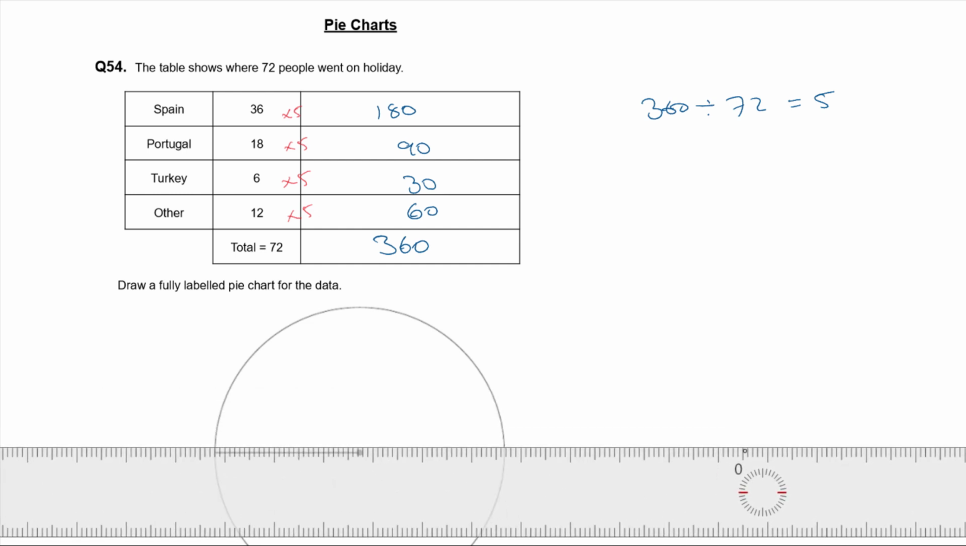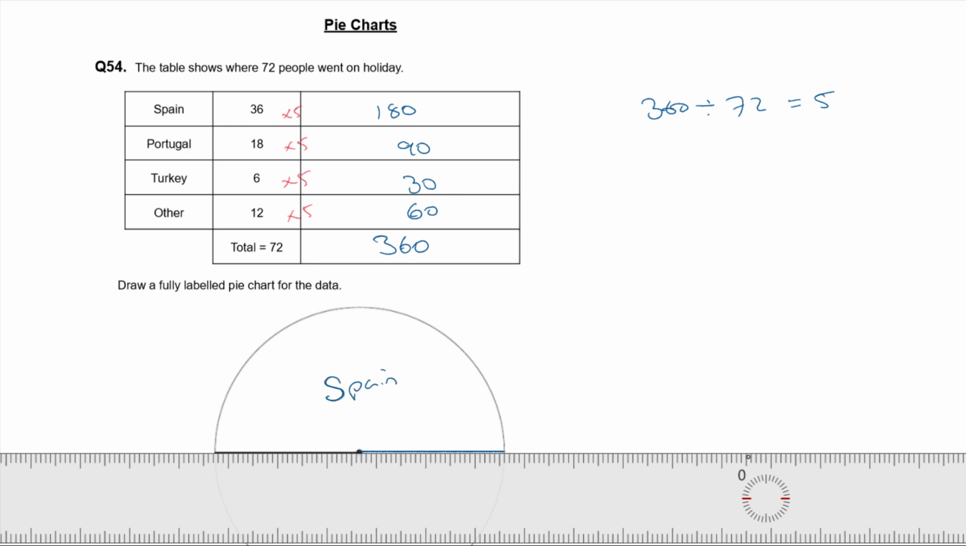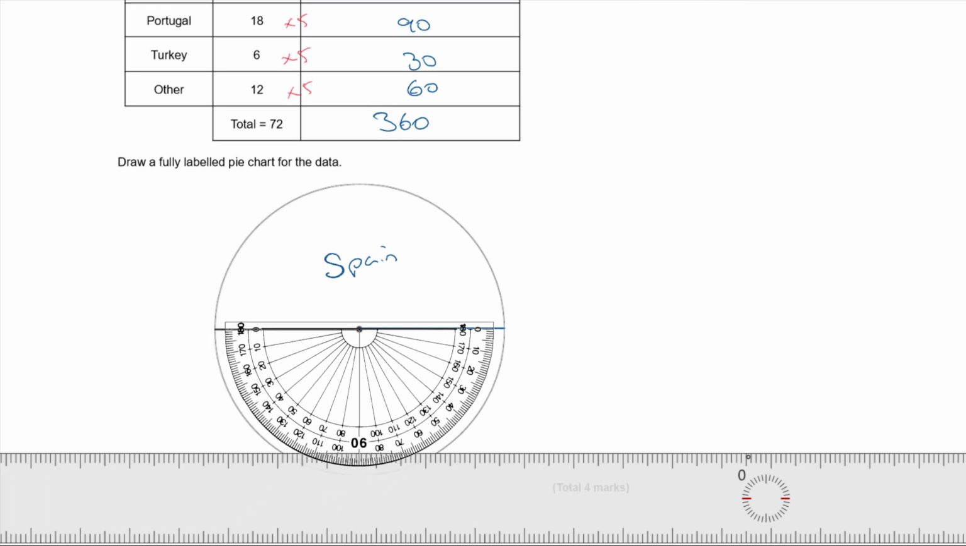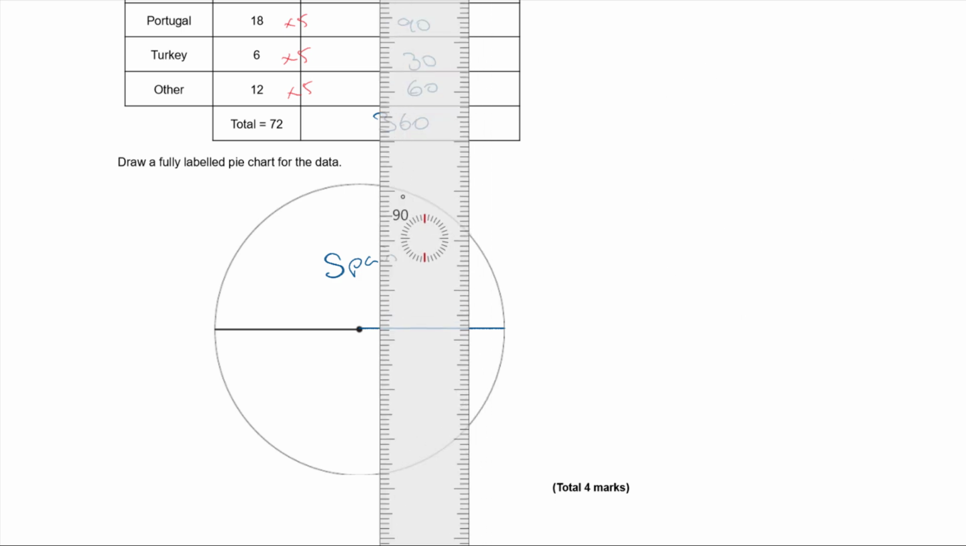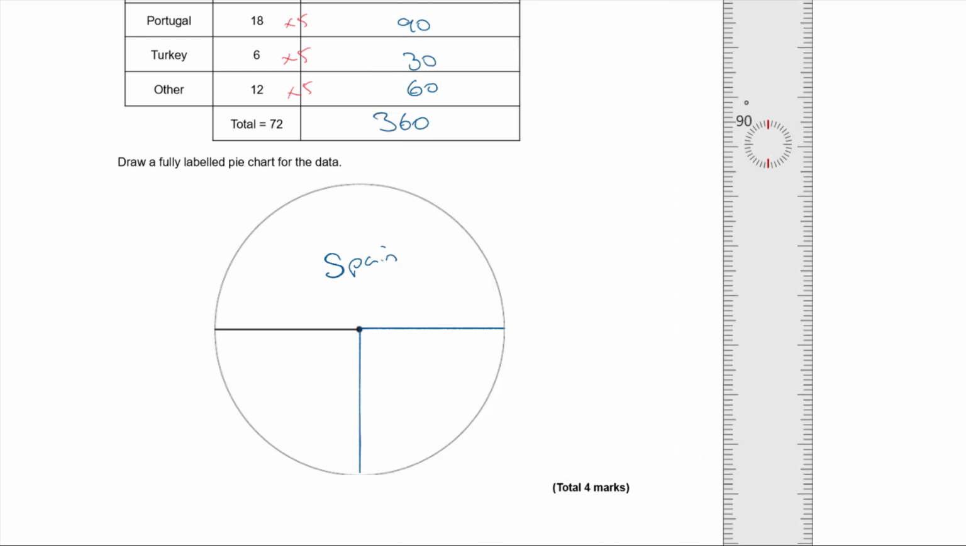Okay? Right, now, first up, 180 degrees, that's pretty easy. That's just a straight line, isn't it? So if I just draw a straight line across from there to there, then that, in the top half of my graph, must be all the people who went to Spain. So I'm just going to label that one Spain. Okay, Portugal is a 90-degree angle. Now again, 90 is quite easy to do. I just need to draw a line straight down, a right angle. So I'm going to draw a line going down like that. So that's going to be Portugal.